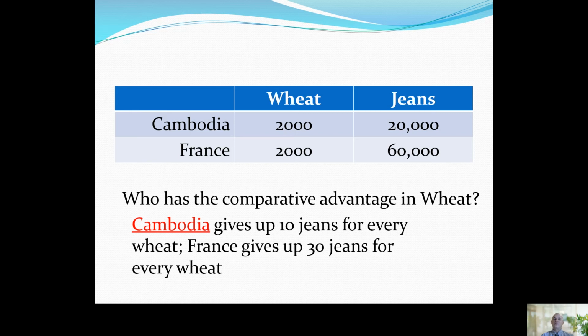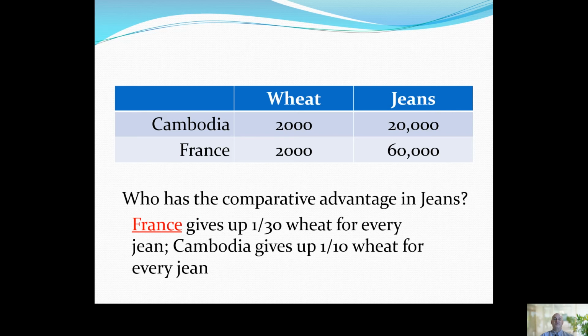So if I were to ask who has the comparative advantage in wheat, you would have to say Cambodia does, because they give up 10 jeans for every 1 bushel of wheat, while France gives up 30 pairs of jeans for every 1 bushel of wheat. So Cambodia, while they make their 2,000 bushels of wheat, they give up 20,000 jeans. France would have to give up 60,000 jeans to produce the same amount of wheat. So Cambodia has the comparative advantage in producing wheat.